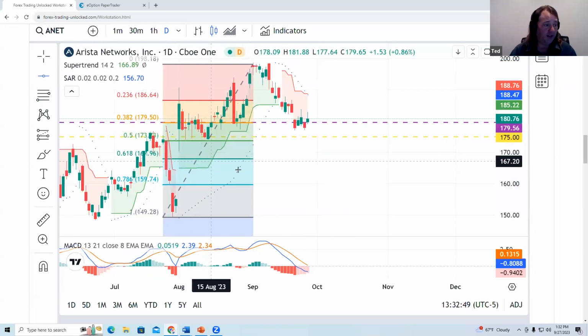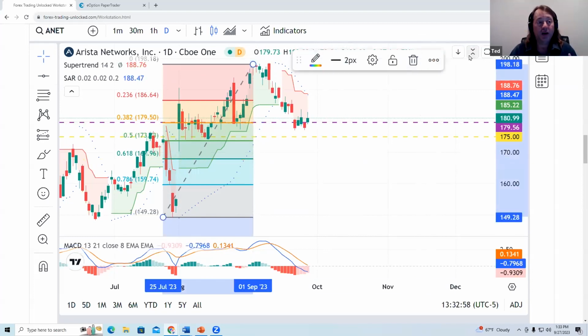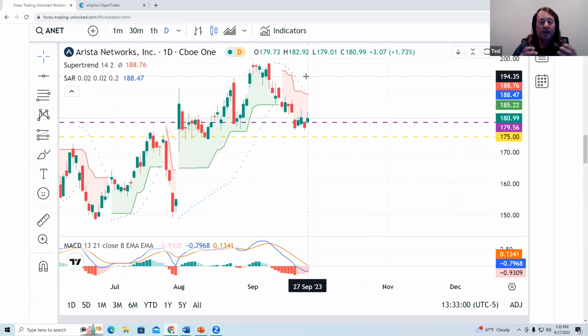If the market was trading down here or a little bit lower, this would be an area where I would say, let's look at a call. But there's no reason to look at a call right now because the correction isn't that severe. Volatility is still heavy in the marketplace.